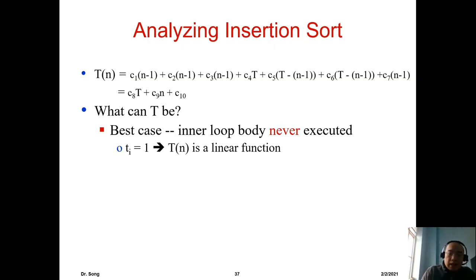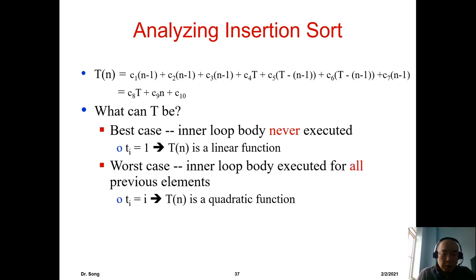T is the sum of how many times we process line 4. And in the best case, for each value to be inserted, we only touch line 4 once, right? So in the best case, what is T? T is n minus 1. So that is a linear function of n. You get that? Okay, and how about the worst case?